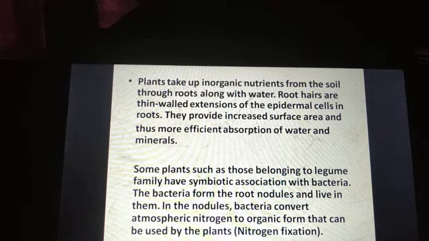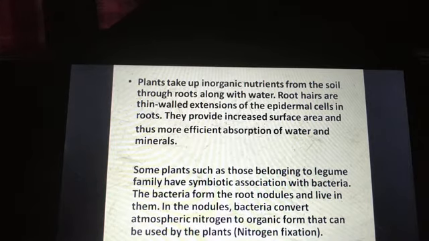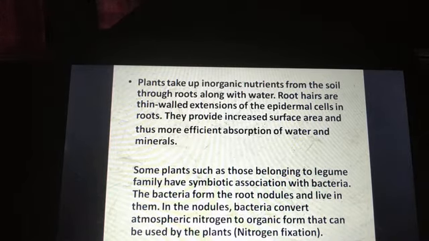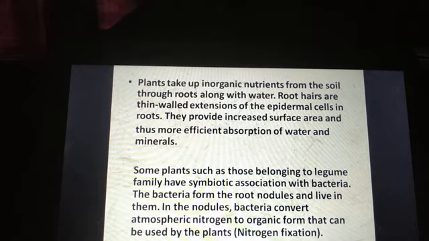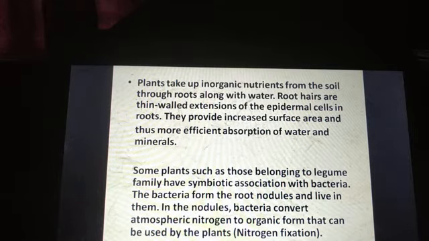The bacteria form the root nodules and live in them. So the bacteria in the roots will form the root nodules in those plants, and in the root nodules, the bacteria convert the atmospheric nitrogen, that is the nitrogen present in our atmosphere, to the organic form that can be used by the plants.